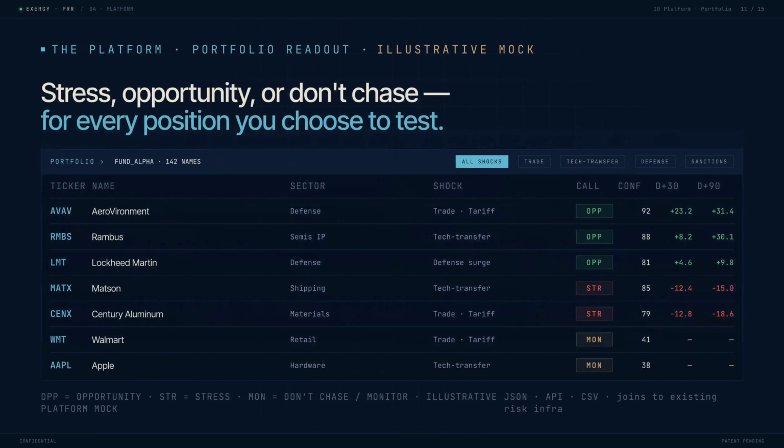This is what the product can look like. For a selected universe, PRR produces a company by shock type readout: opportunity, stress, or don't chase. This is not just a research note. It is structured output that can feed dashboards, risk workflows, CSV files, JSON, or API-ready fields.